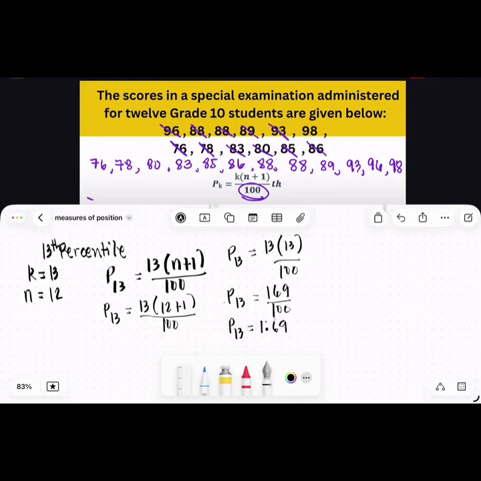Since it is a decimal, we are going to round up into an integer or whole number. The nearest whole number is 2, therefore we round up. So our percentile 13 is equal to 2, or the second position in the dataset. The second position in our dataset is 78. So percentile 13 is 78.